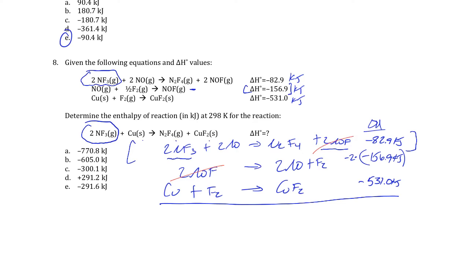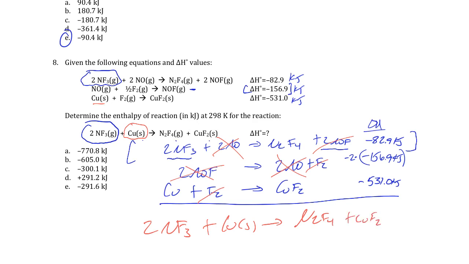And then lastly, I noticed that I have copper solid on my reactant side. I have copper solid on the reactant side here. So I take my third reaction as is. That helps me cancel out the F2 as well at the same time. And so now we also are canceling out the 2 NOs from both sides of the reaction. So now this sums up to be 2NF3 plus copper solid goes to N2F4 plus CuF2. And the delta H, now since I've manipulated these delta H's, 2 of them I actually kept the same. I might call this delta H1 now, this delta H2, and this delta H3.